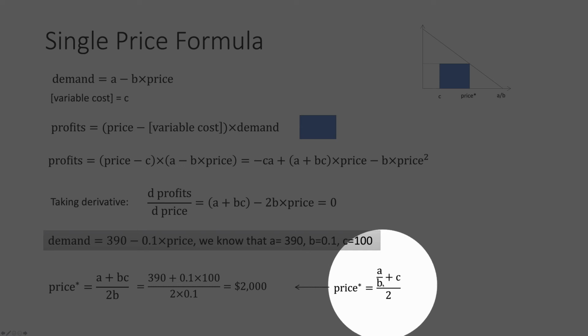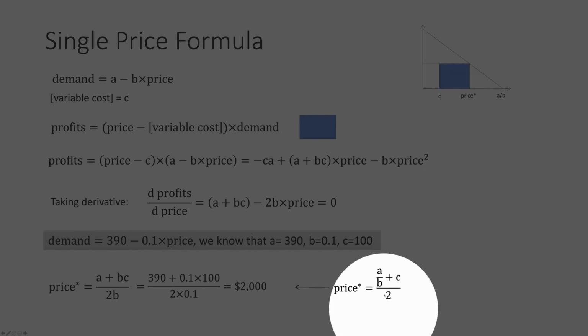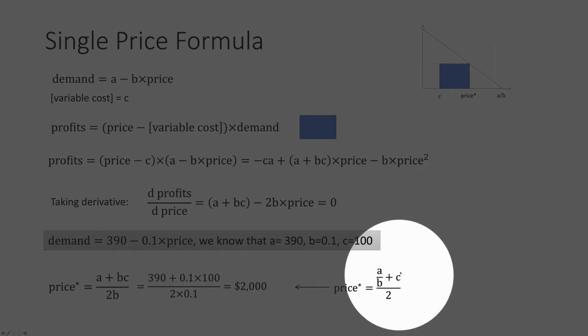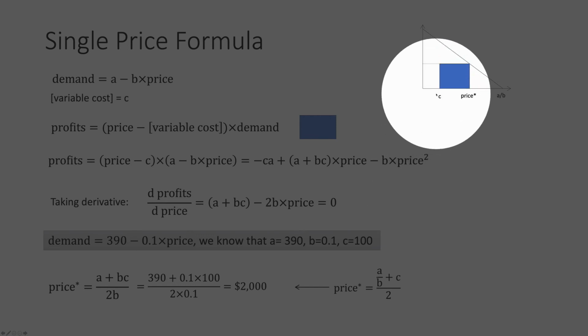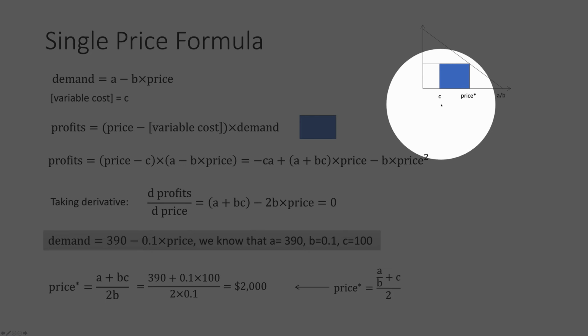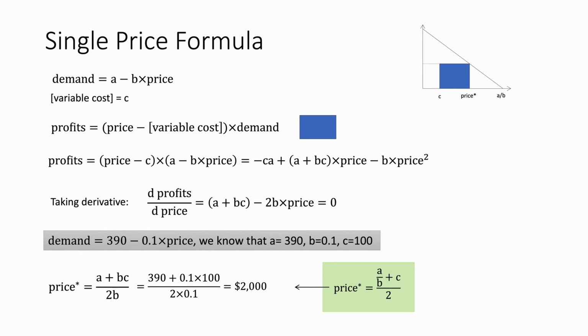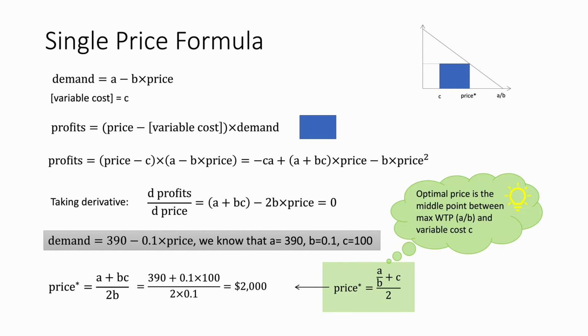Recall that on the demand curve, we have A divided by B. That is the maximum willingness to pay. And then we have C, that is the variable cost. So A divided by B plus C, divided by 2, is the optimal price. In this formula, the single optimal price is simply the middle point. It's the center between the maximum willingness to pay of A divided by B and the variable cost C.